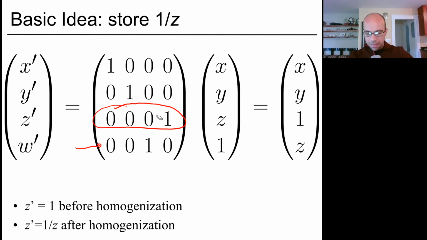Why do we do that? Well, if I take this vector (x, y, z, 1), and I multiply it by this matrix, I'm going to get (x, y, 1, z), right? Hopefully we can all agree on that. Remember that matrix multiplication goes left to right, top to bottom.